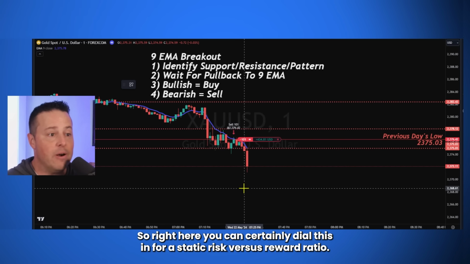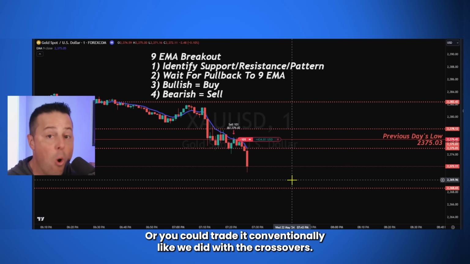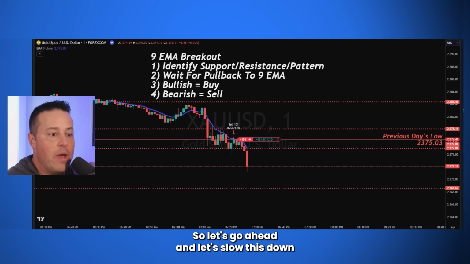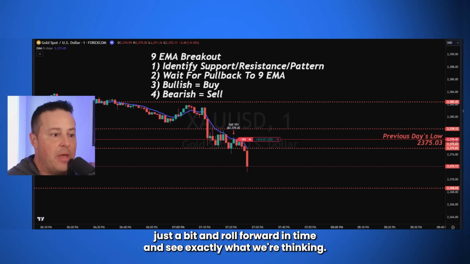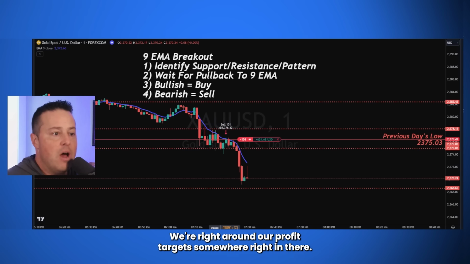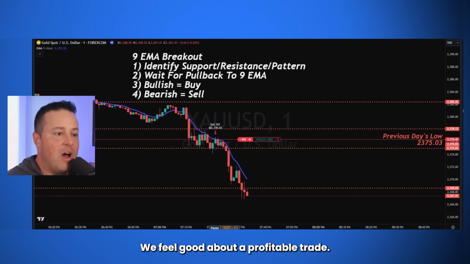So right here, you can certainly dial this in for a static risk versus reward ratio, or you can trade it conventionally like we did with the crossovers. You can stay in this position until price gets reestablished above the 9 EMA. So let's slow this down just a bit and roll forward in time. We're moving. We're right around our profit target, somewhere right in there. Okay, we're filled. We feel good about a profitable trade.